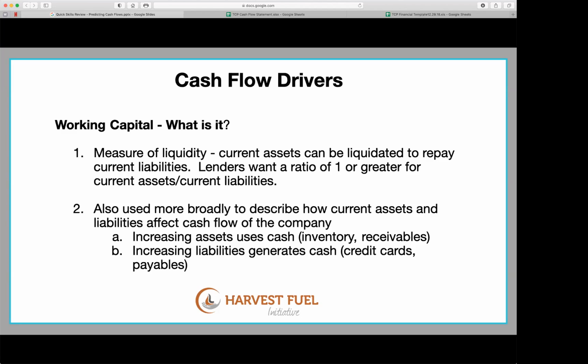The same goes for liabilities. If I increase my liabilities, I'm generating cash. If I drew down on a credit card, that gave me cash. Or if I didn't pay my electric bill that month, that basically gave me cash. So you want to look at these different things and pay a lot of attention to them because they can have a big impact on your cash position and how you manage things day to day.